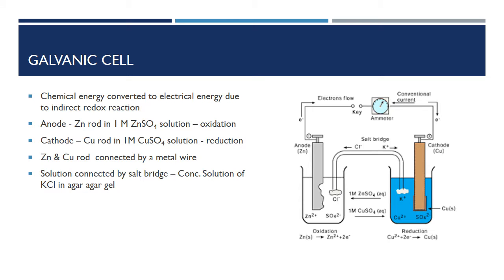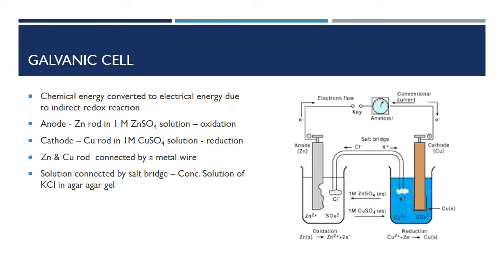Hello. In this session, we will discuss the galvanic cell. It is a device that is used to convert chemical energy into electrical energy using an indirect redox reaction. It consists of two components, an anode and a cathode.